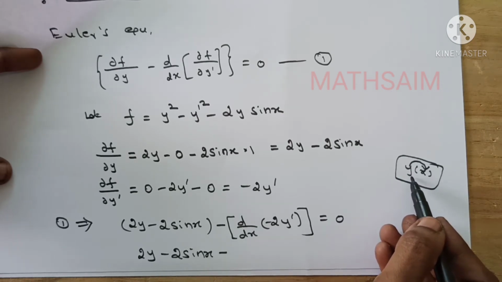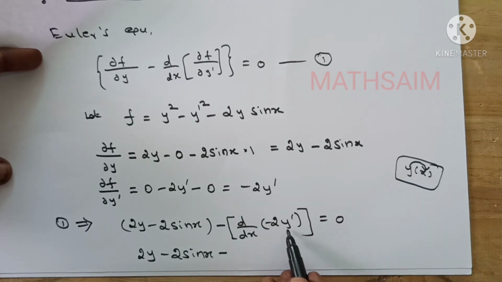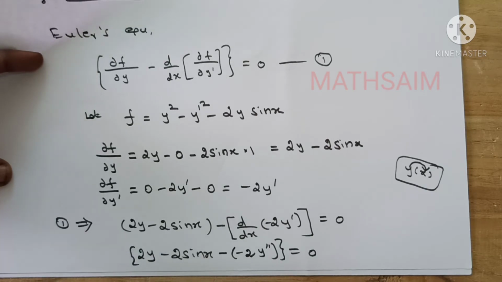Okay, we are going to differentiate this one. That means y dash is also going to be the function of x. So when I am differentiating this y dash with respect to x, it is going to be y double dash. That's all. Okay, this minus 2, and this differentiation of y dash is y double dash, equal to this 0. Okay, and then now we are going to simplify this one.